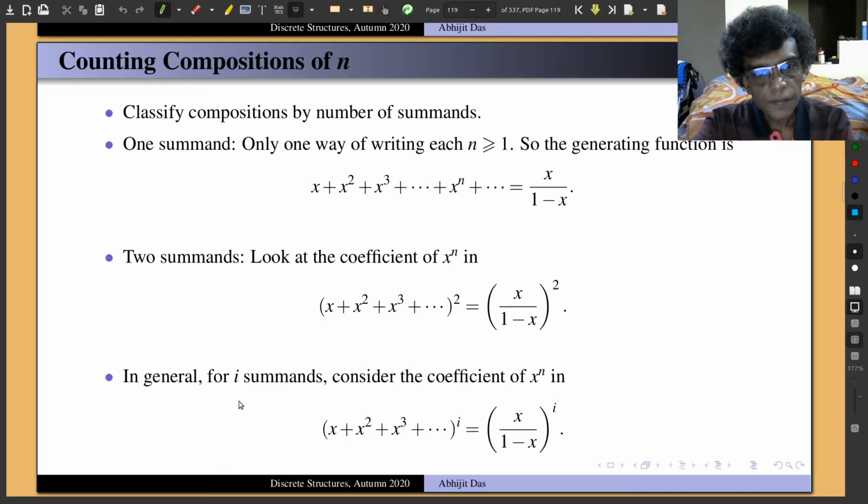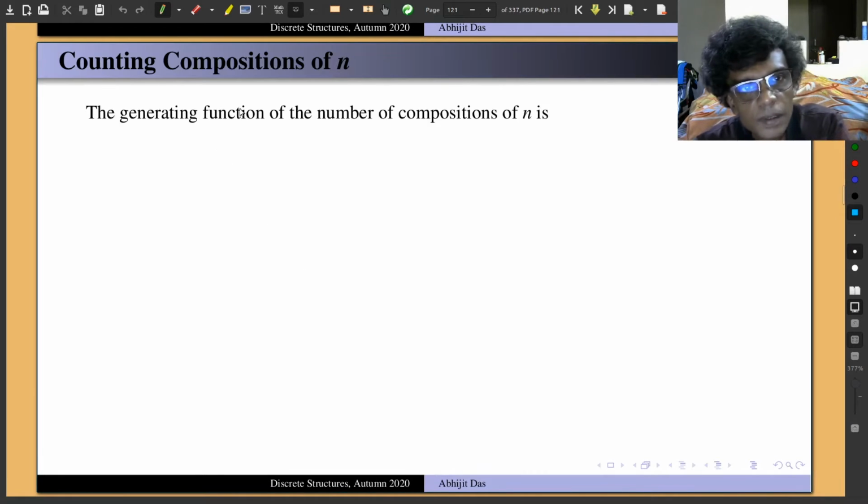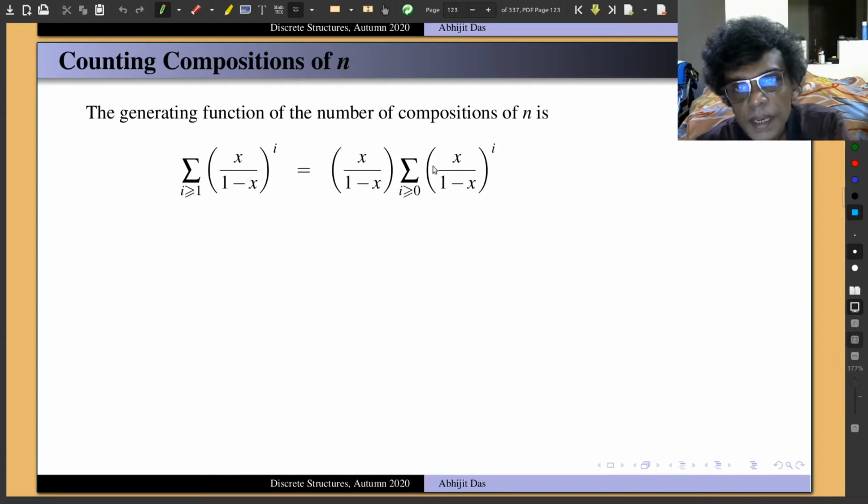And these different cases for i are mutually exclusive. So one summand cases, two summand cases, three summand cases, these are all mutually exclusive. Therefore, the final generating function for the number of compositions of n is just the sum of all these things for different values of i. So, eventually I have this expression. The generating function for the number of compositions of n is the sum of x over 1 minus x whole power i, for i greater than or equal to 1. Now if I take x over 1 minus x common, we are getting, I would say, a familiar series.